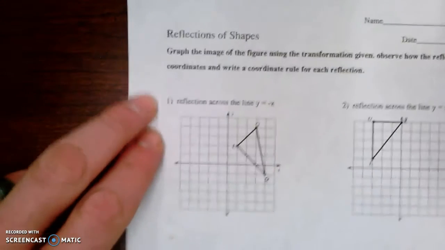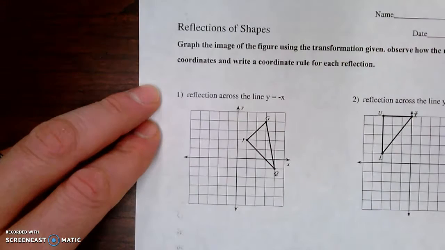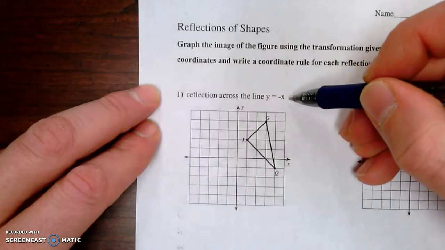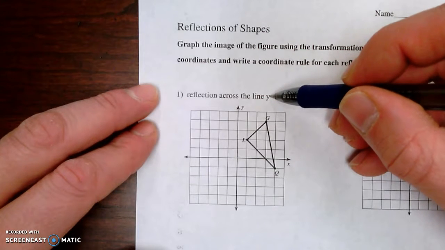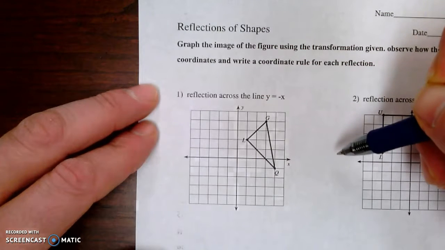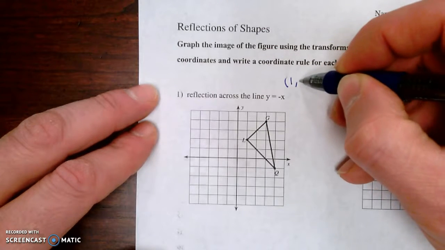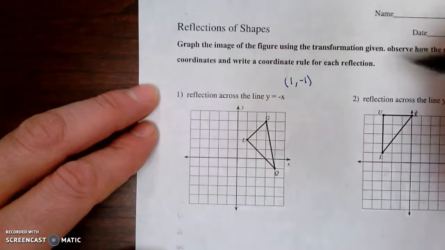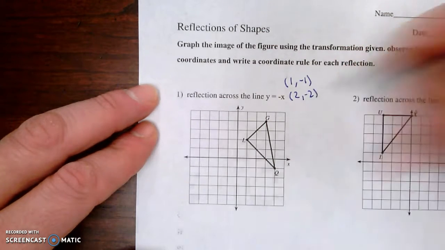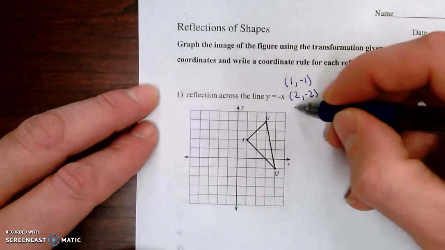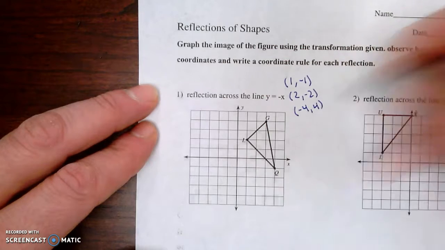All right, so first of all, the line y equals negative x. In this case, the line y equals negative x is the collection of all the points in the coordinate plane where the y-coordinate is the same as the opposite of the x-coordinate. So, for example, 1 and negative 1. Or, say, 2 and negative 2. Or, say, negative 4 and positive 4.